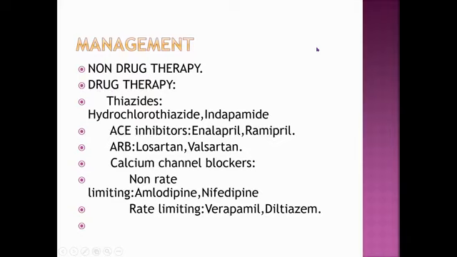Now you have diagnosed a person as a case of hypertension. Then how will you manage? It is also important for your family. Family members, especially your parents, may also suffer from hypertension. So you have to treat your parents first. There are two types of management. One is non-drug therapy, another is drug therapy.